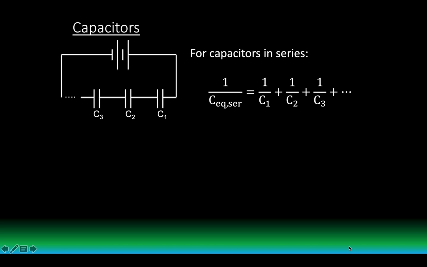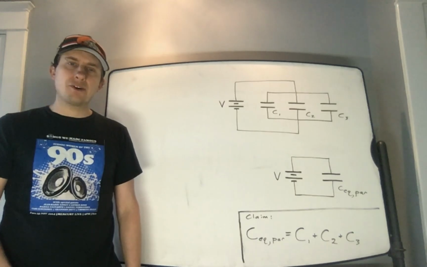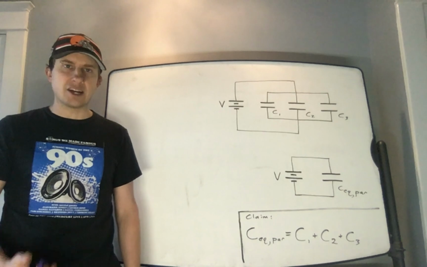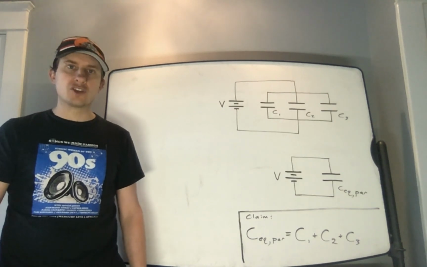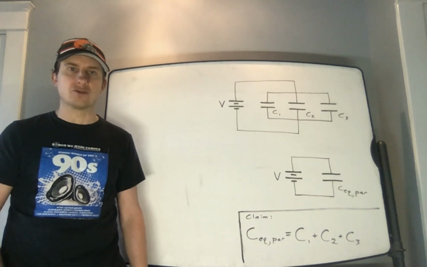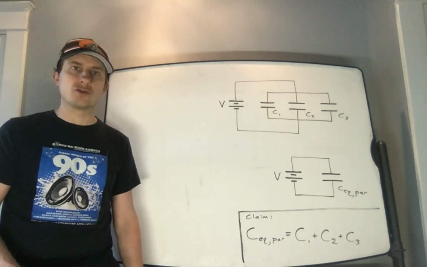If we have a group of capacitors combined in parallel, as shown here, then the behavior of this group of capacitors in parallel could be said to be identical to a single capacitor whose capacitance is given by this equation. We will now verify the claim that a group of capacitors in parallel with each other will behave identically to a single capacitor whose capacitance is the sum of the capacitances of the capacitors that are in parallel with each other. Just like before, we will consider two circuits.